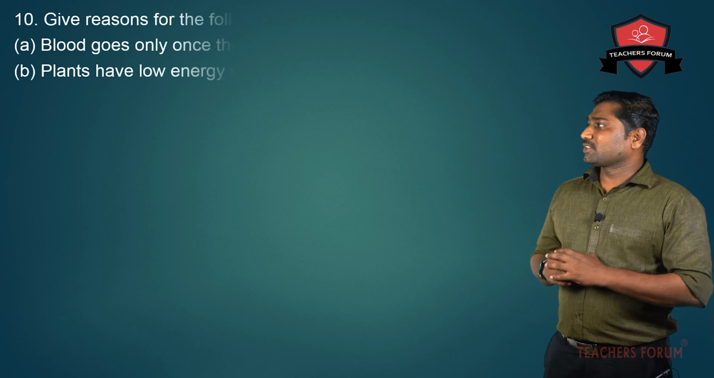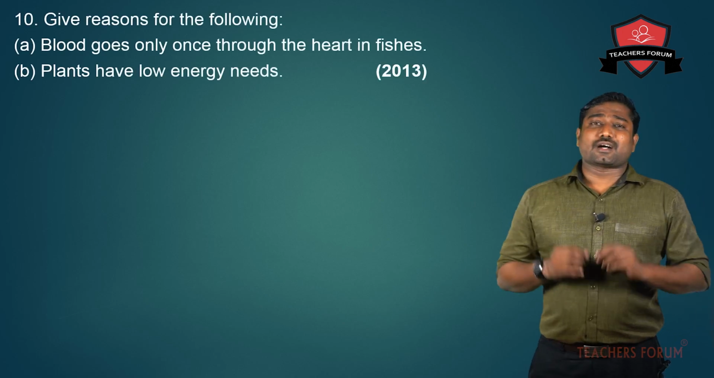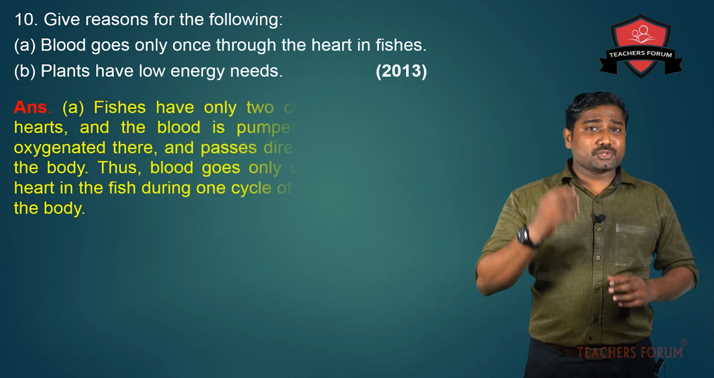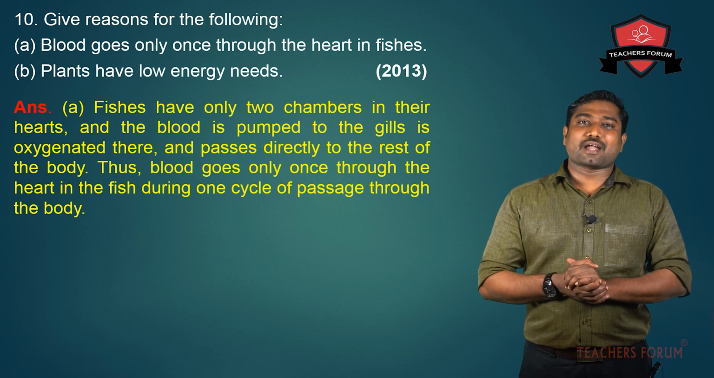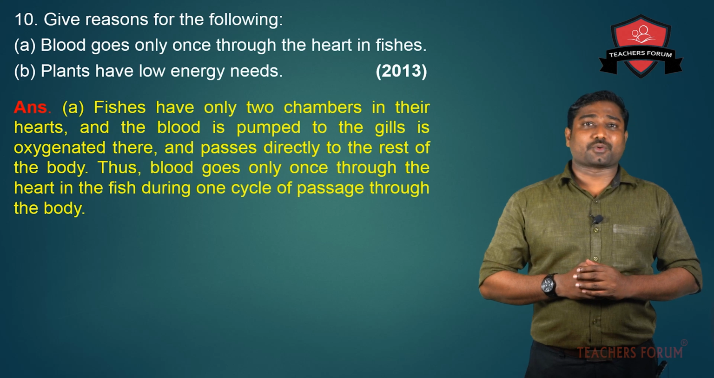So, moving to the next question. Give reason for the following. First one, blood goes only once through the heart in fishes. We know in fishes they have only a two-chambered heart, one atrium and one ventricle. Also they have gills as their respiratory organ.